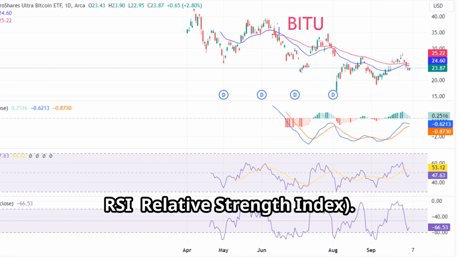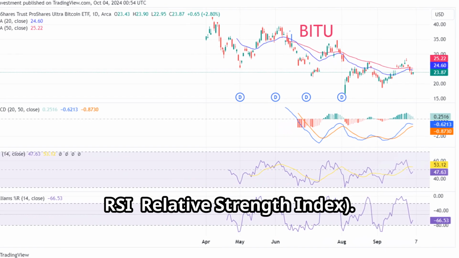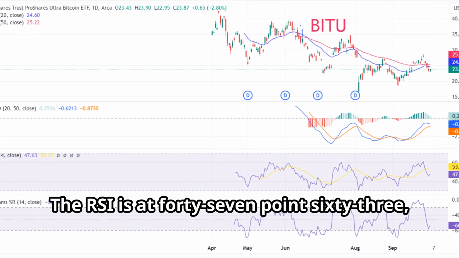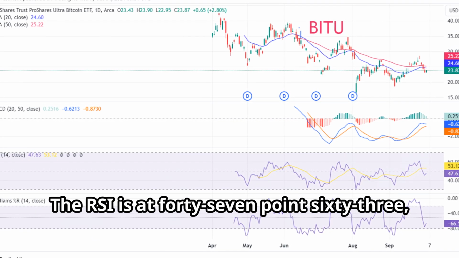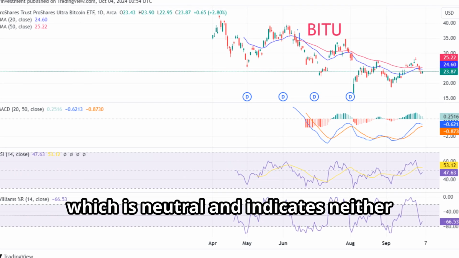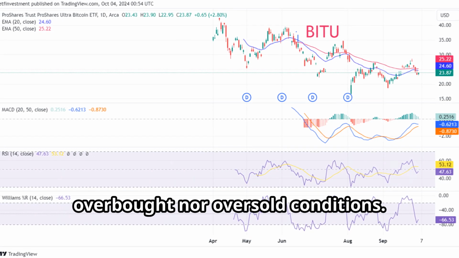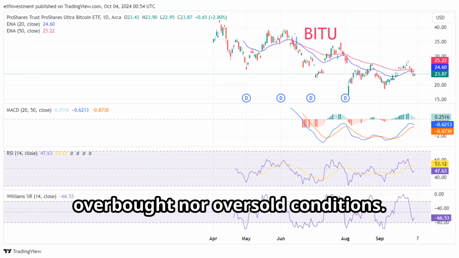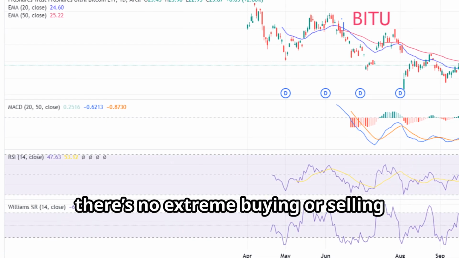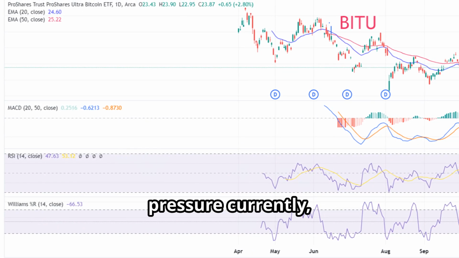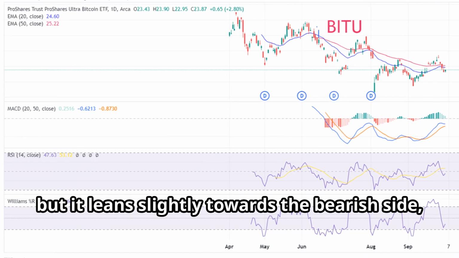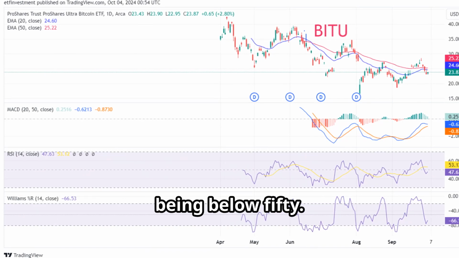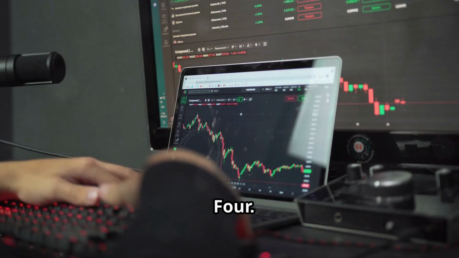3. RSI Relative Strength Index. The RSI is at 47.63, which is neutral and indicates neither overbought nor oversold conditions. This neutral reading suggests that there's no extreme buying or selling pressure currently, but it leans slightly towards the bearish side, being below 50.